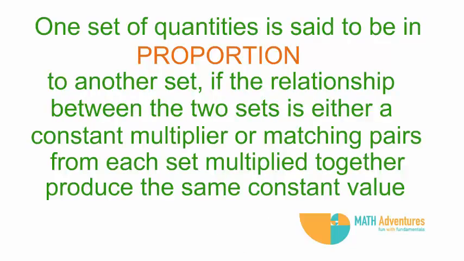One set of quantities is said to be in proportion to another set if the relationship between the two sets is either a constant multiplier or matching pairs from each set multiplied together produce the same constant value.